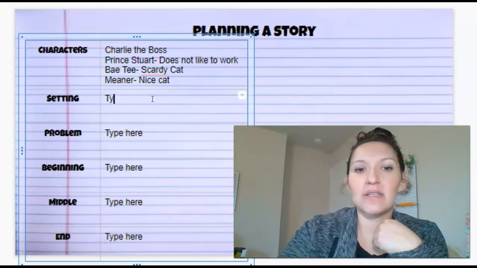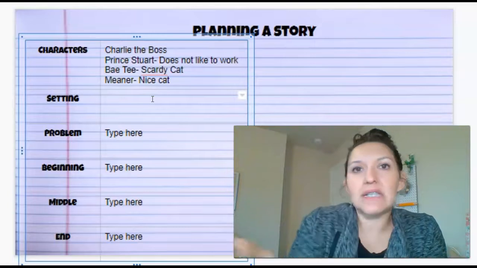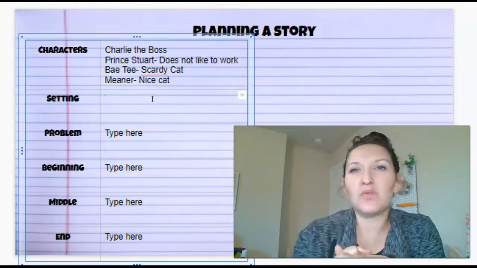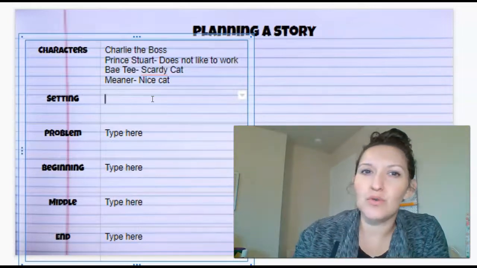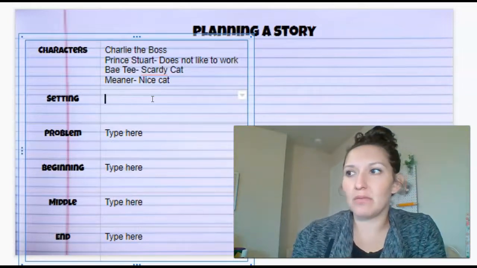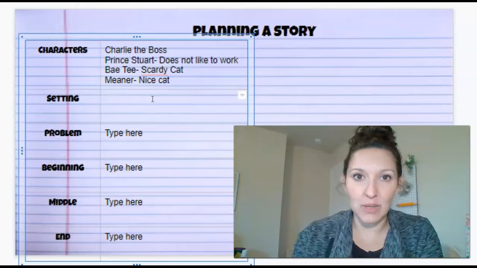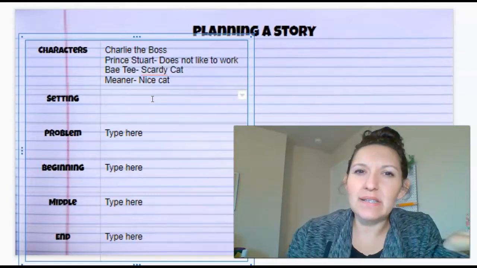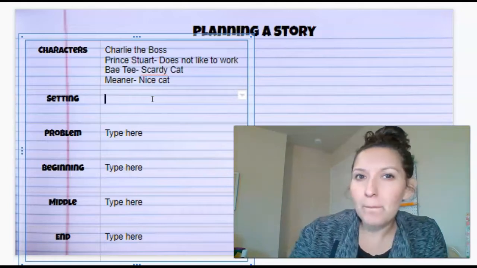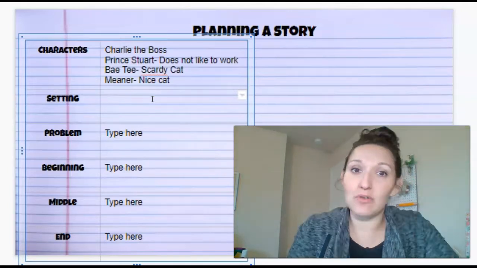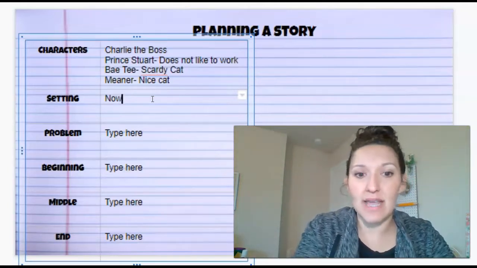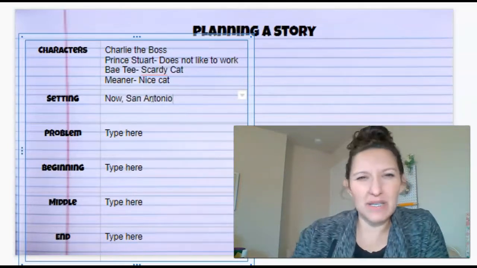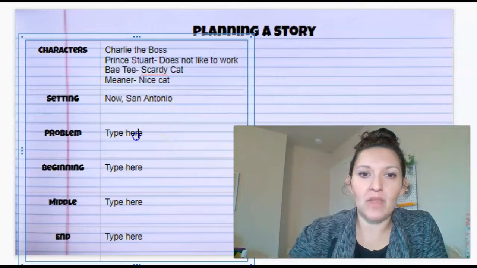All right, so next I go to setting. And I have to think, okay, what are these characters going to do, or where are they going to be, right? So I don't want to write about a setting that I don't know too much about. I know about my home. I know about San Antonio. I know about right now. It would be nice to write about something a long time ago, but I wasn't there. I don't know too much, so I'm going to say my setting is now, San Antonio. Okay, I'm not going to pick something that I don't know too much about.